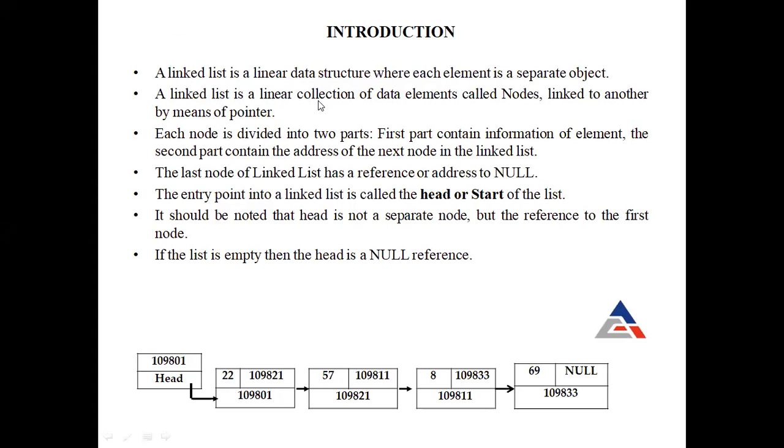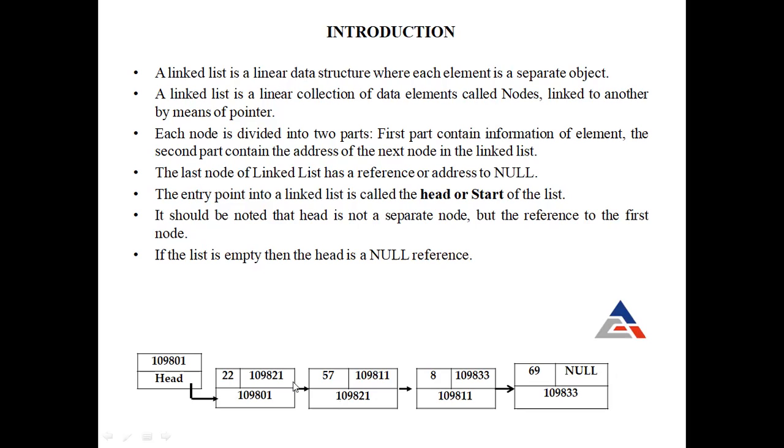So the linked list is a linear collection of data elements called nodes linked to another by means of a pointer. You can check over here that each node is divided into two parts. One is 22 and one is a big number. That big number is the address. Each node is divided into two parts. The first part contains the information of the element, so 22 is the information of the first node. The second part contains the address of the next node in the linked list. So this 109821 is the address of the next node.